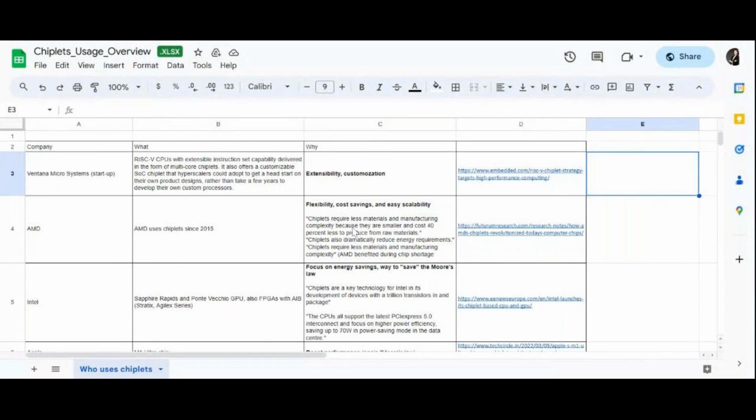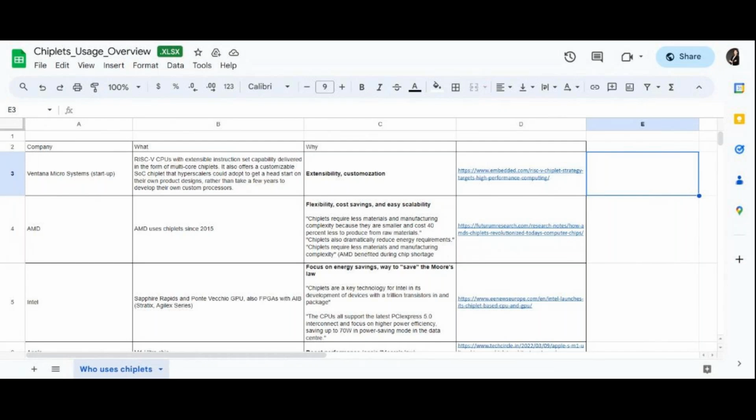Okay, so coming back to the discussion, this table, which Marek has also provided online, which I have created, contains AMD and Intel. And for AMD, it is stated that AMD is using chiplets because it offers flexibility, cost savings, and easy scalability. Those sentences are citations from the article, which you find to the right. Chiplets require less materials and manufacturing complexity because they are smaller and cost 40% less to produce from raw materials.